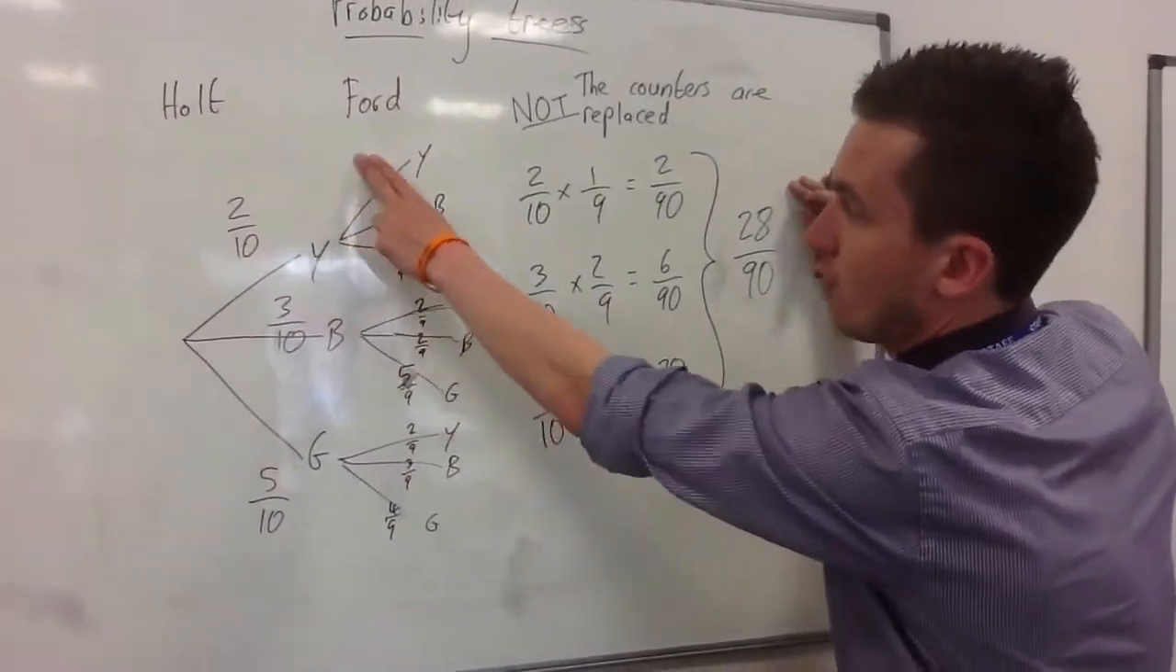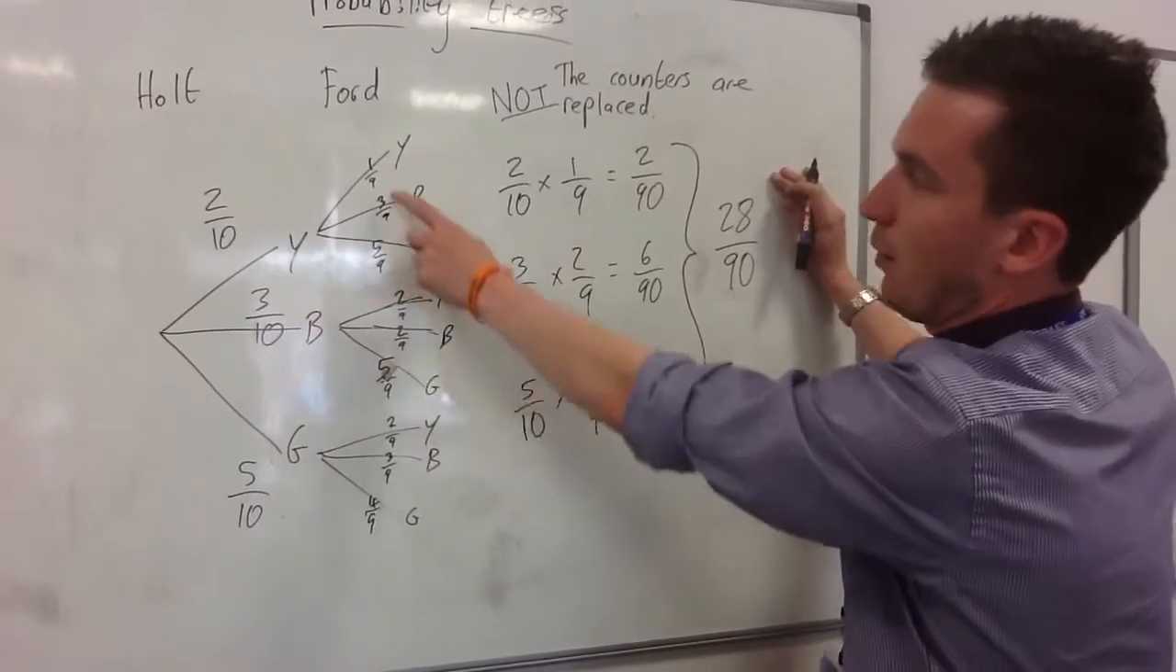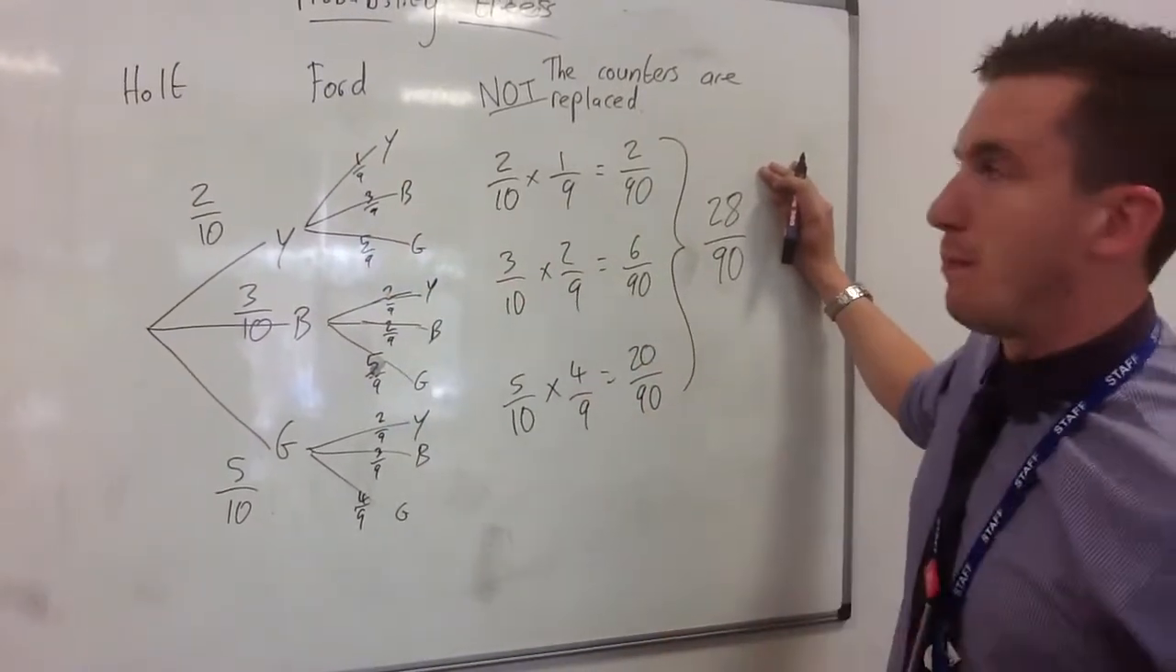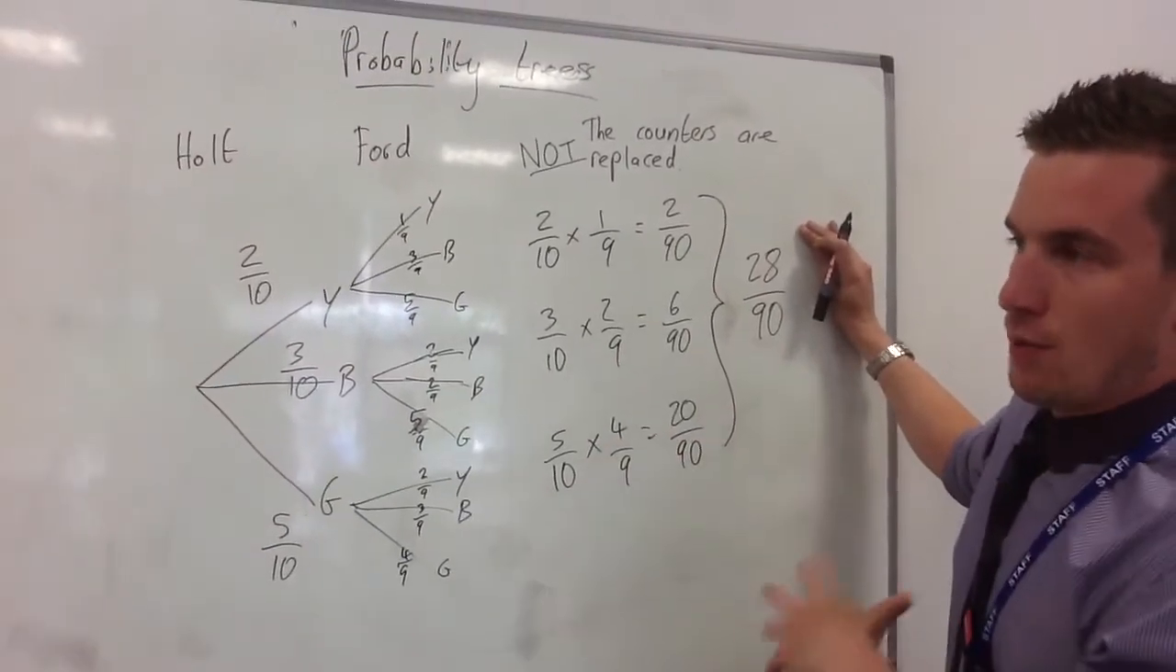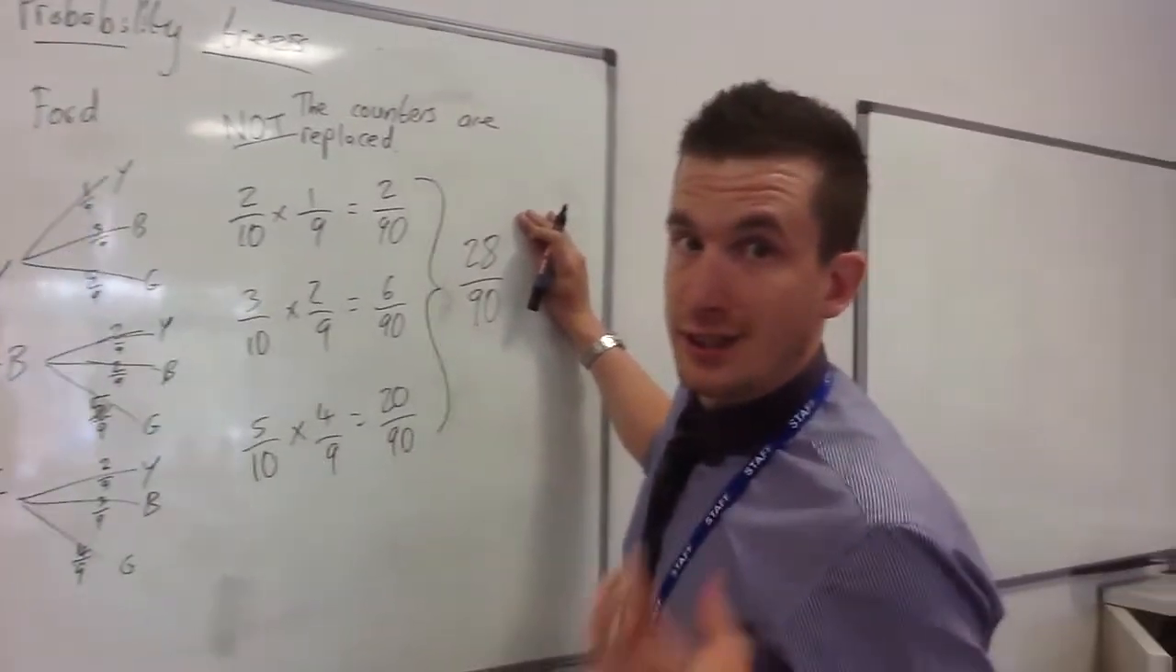You've got to think, if you've chosen one, what happens to the number? The bottom number is going to be reduced by 1 because 1's been picked. So just be aware, is it replaced, is it not replaced? Make sure you circle it in the question and highlight that.